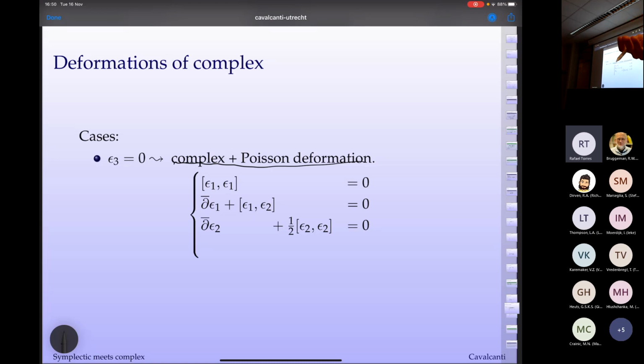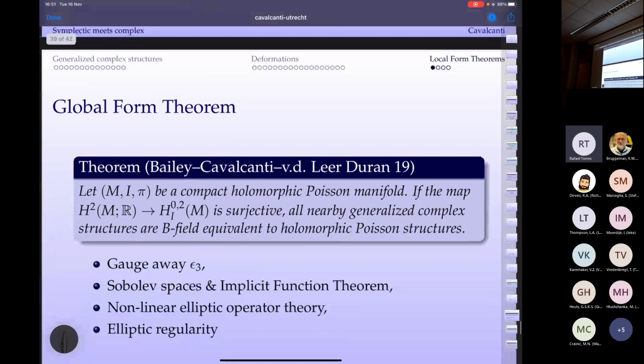So instead of using the deformation you gave me, I'll try to gauge the epsilon 3 away so that I get a deformation that only has epsilon 1 and epsilon 2. And once I have that, I can automatically conclude that it's a holomorphic Poisson deformation of a complex structure, not necessarily the one I started with. And that's weird, because S2 cross S2 can have many complex structures, and it's not the one you thought. Anyway, so that's the approach.